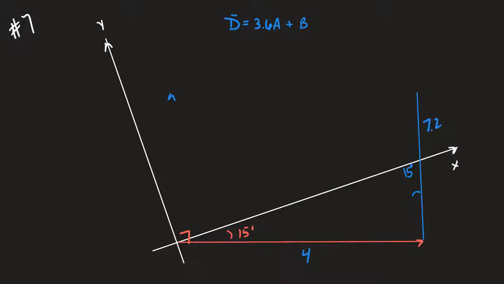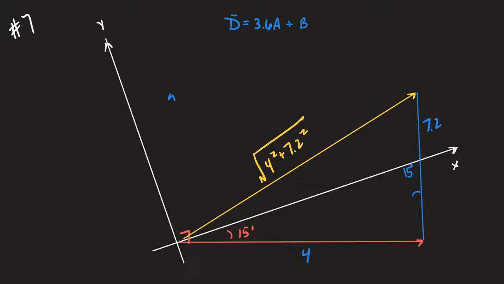So from this moment, I am looking to try and find the yellow one. The magnitude's easy. I'm going to get that right from Pythagoras. 4 squared plus 7.2 squared. This angle from here to here, not so hard either. I'm going to get that from the inverse tangent of 7.2 over 4. I am confident somebody out there could probably tell me what these are.